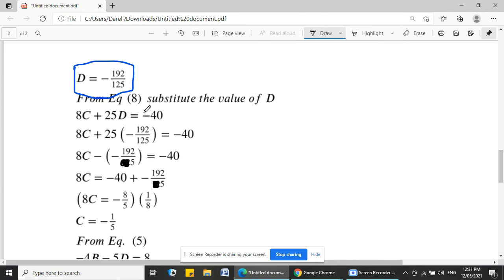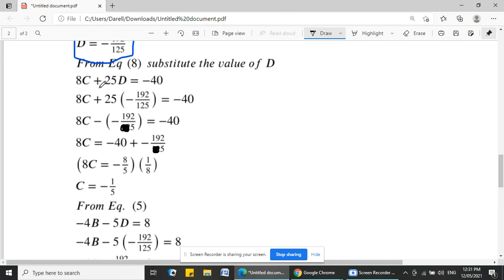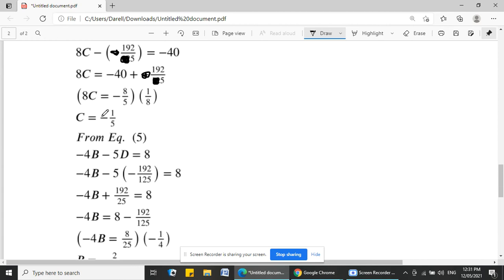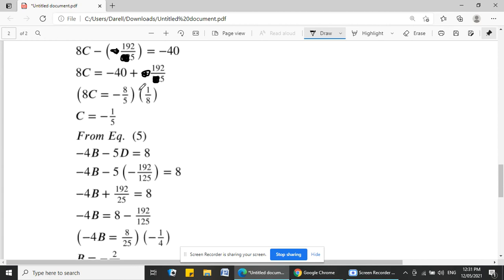Now, pwede natin siya i-substitute from the equation 8. So, 8c plus 25d is equals to negative 40. We get 8c plus 25 times negative 192 over 125 is equals to negative 40. 8c minus 192 over 5 is equals to negative 40. So, 8c is equals to negative 40 plus 192 over 5. So, we get 8c is equals to negative 8 over 5.